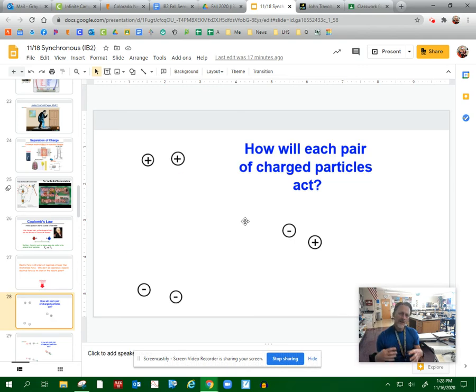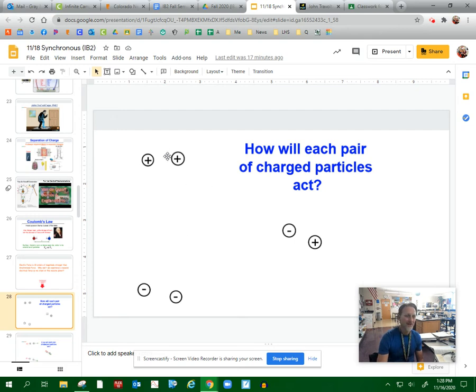Now, Coulomb forces, when you put charged particles next to each other, depending on how close they are and how strong the charge is, you get forces of attraction and forces of repulsion. And you want to be able to make predictions about what those forces look like, and we're going to use vectors to make sense of that.